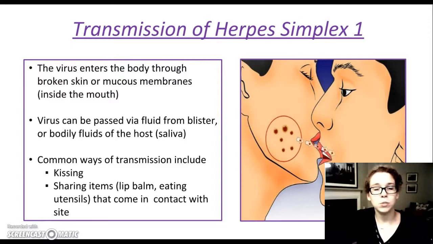And the virus will enter a new host through broken skin or a mucous membrane, such as inside of the mouth. It can also be passed in through the eye, and if you get a cold sore on the eye, it can potentially leave scarring, affect vision, or even cause blindness. It can also enter the genitals, and if it comes in contact with the genitals, it becomes herpes simplex virus 2, which is commonly known as genital herpes.